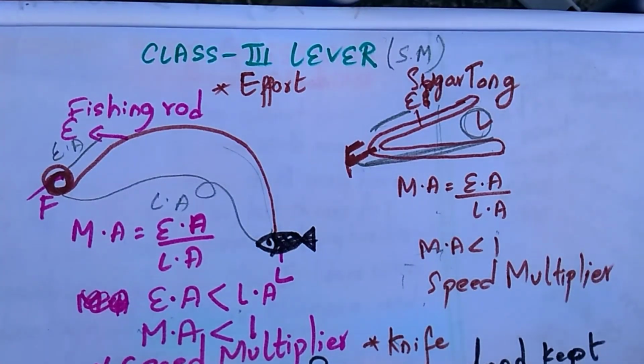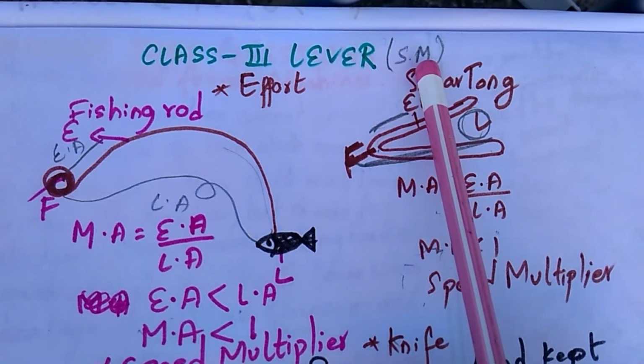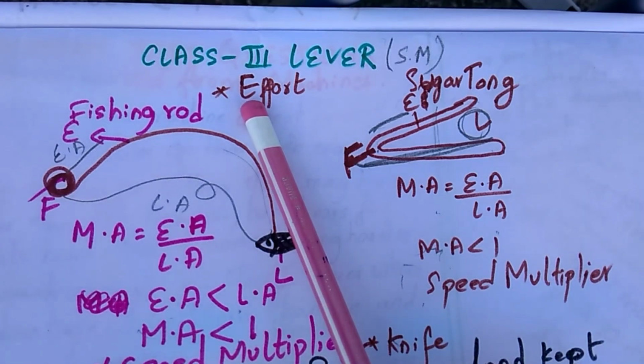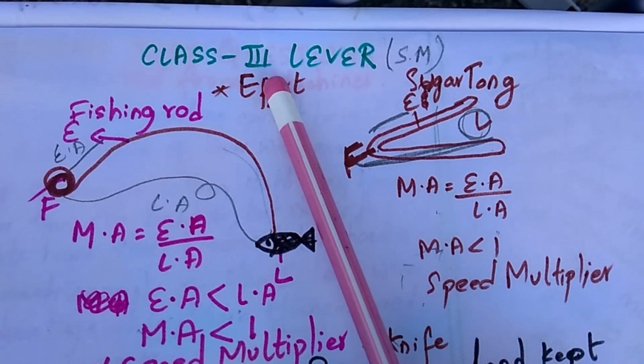Now we are going to do the detailed study of class 3 lever. Class 3 lever always acts as a speed multiplier, and here the effort is in between the load and the fulcrum. Now I am going to give you the example of class 3 lever.